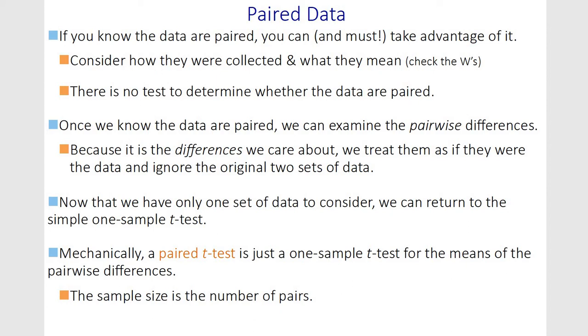So, an independent two sample t-test would be like measuring the effects of a drug. 30 patients get a placebo and a different 30 set of patients get the medical treatment. Okay, you're comparing two different people.